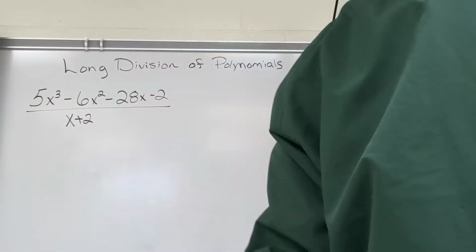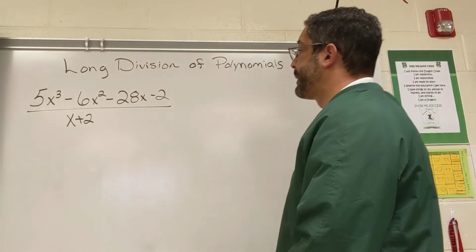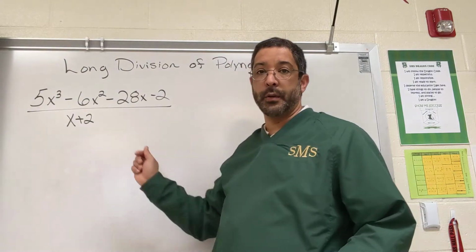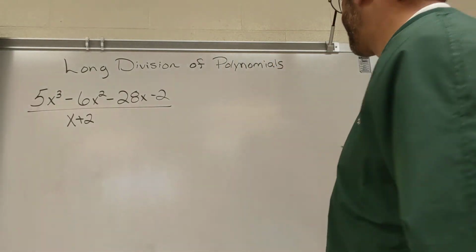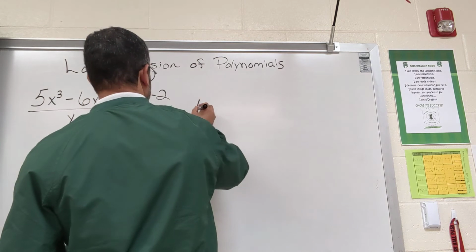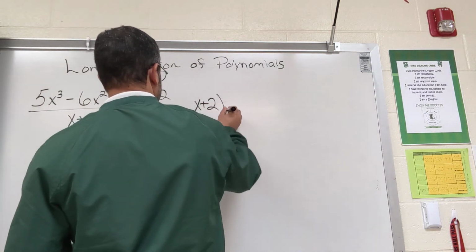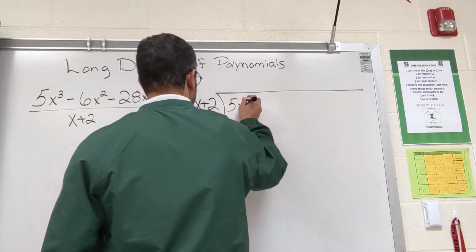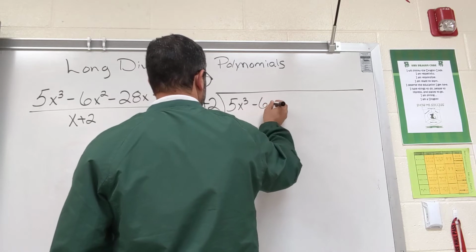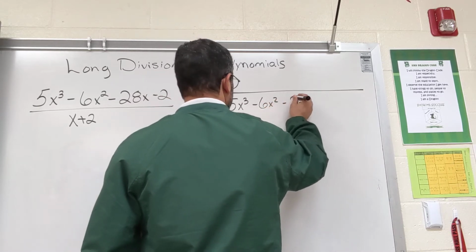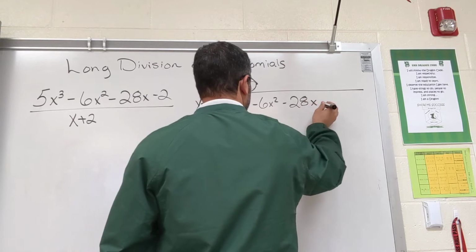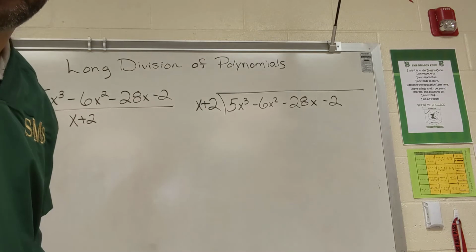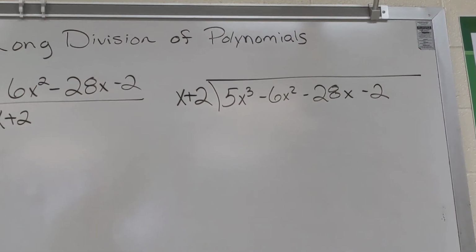Okay, so hold on. All right, so here's our last problem. I've got 5x to the third minus 6x squared minus 28x minus 2, all of that divided by x plus 2. So I have x plus 2. All right, then. So that's what we have. And let me zoom this in for you.